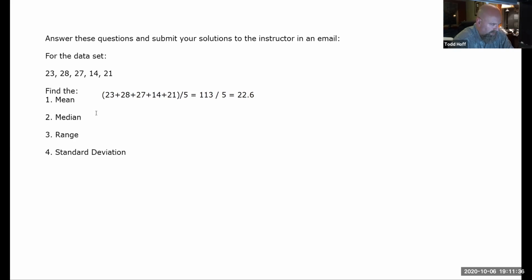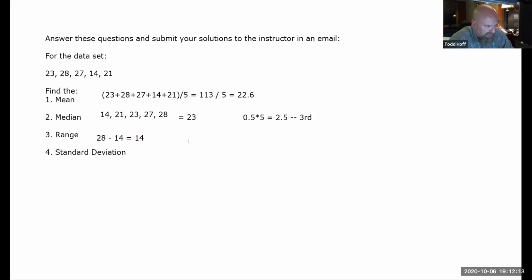Our median, we have to put them in order. So 14, 21, 23, 27, and 28. The position, 0.5 times 5 would be 2.5, which means you round up to the third position. That's going to be 23 is our median. Our range, largest number of 28 minus our smallest number of 14 gives us a range of 14. The standard deviation.